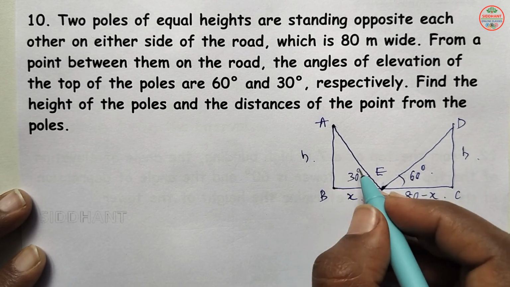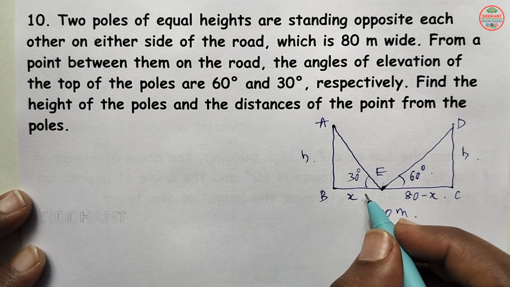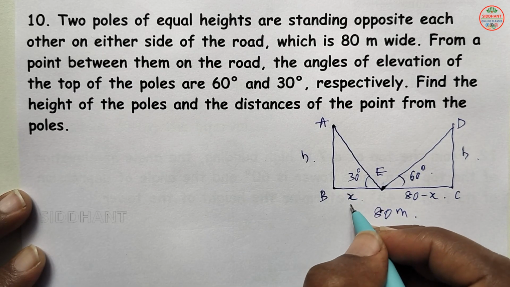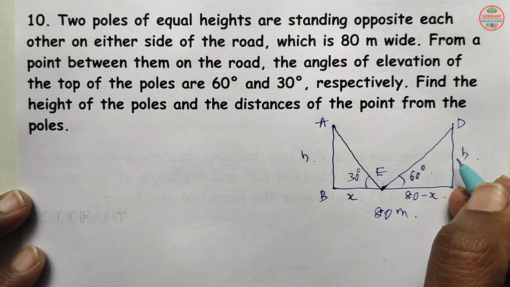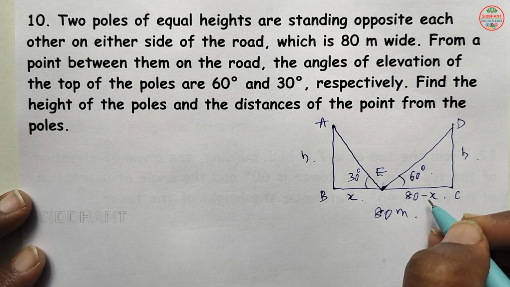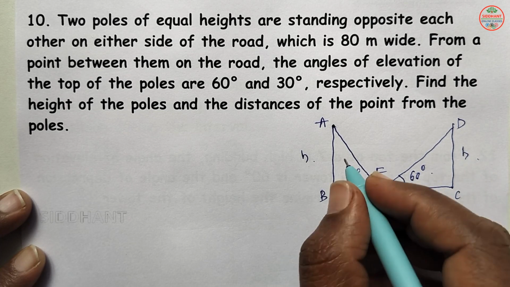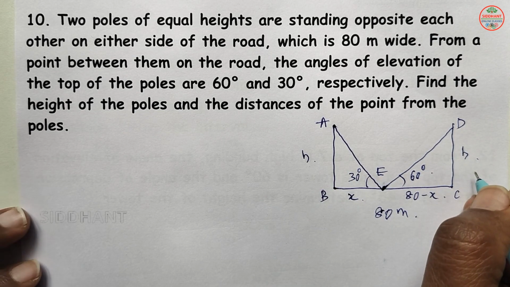So we are going to take triangle ABE first, and find X here, and from DCE we are also going to find X. So here we get X. After that, we are going to find the height of the poles.